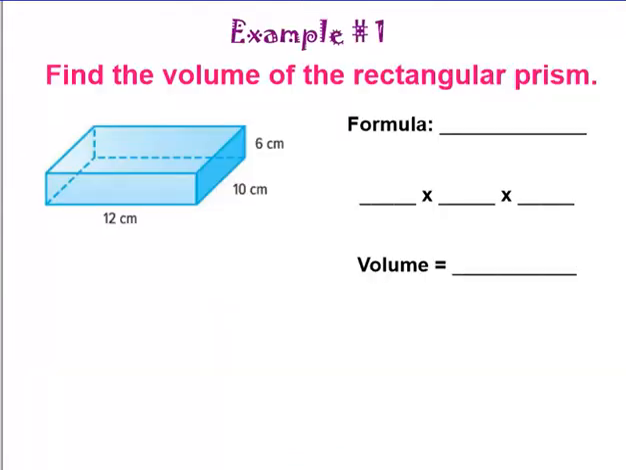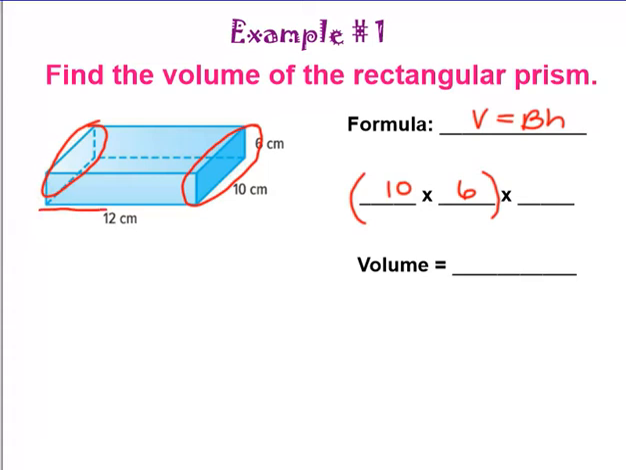So let's get into the first example. All right, here we have a rectangular prism, and our formula is volume equals big B times H. And so we want to find first the base. And so here is the base of our prism, okay? And so I'm going to put some parentheses around here. We have 10 times 6 because that's the base times height of this rectangle. Then we want to find the height of the prism. Now remember, if that's one base, this is also a base, and so the height of the prism goes from one base all the way to the other, and so that's going to be 12 centimeters.